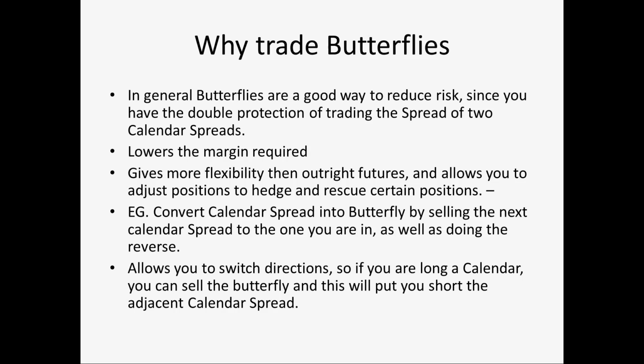For example, you can convert a calendar spread into a butterfly by simply selling the next calendar spread to the one you're in, as well as doing the reverse, i.e. going back from a butterfly into a calendar if you've got one. It also allows you to switch directions of calendar spreads. So if you are long a calendar, you can simply sell the butterfly and this will put you short the adjacent calendar spread.